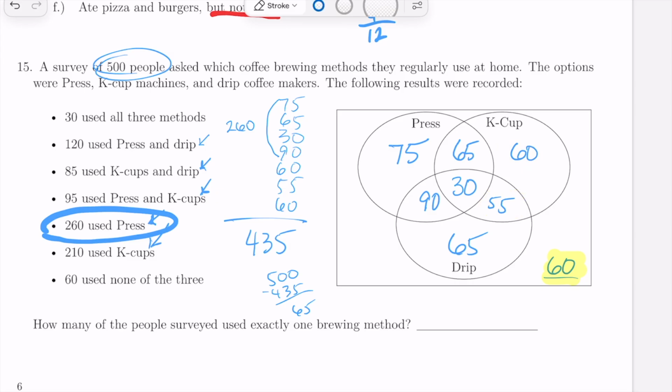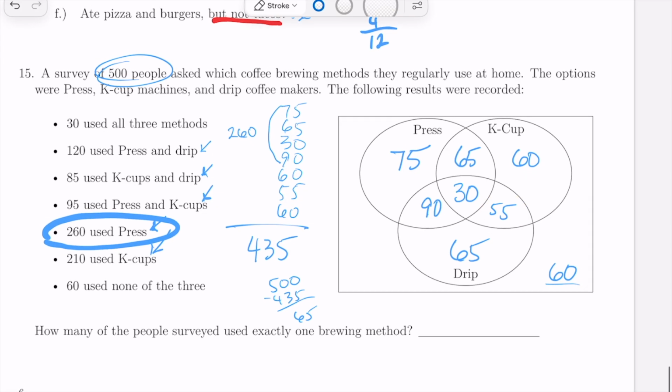The last thing is to actually answer the question, how many of the people surveyed used exactly one brewing method? Let's identify those 3 regions that we're looking for. These 75 people only use press coffee. These 65 people only like drip coffee. And these 60 people out here only like K-cups. So what we'll do is we'll add together 75 plus 65 plus 60. That's 200. Sounds pretty good. All right.